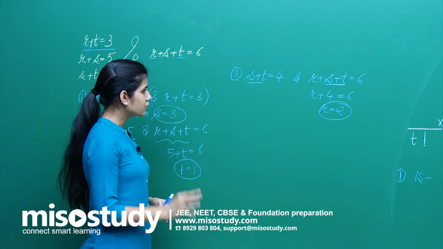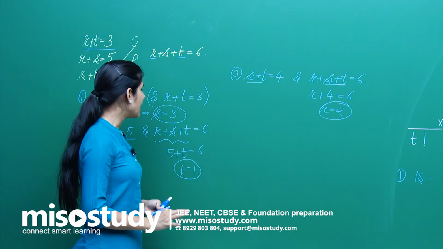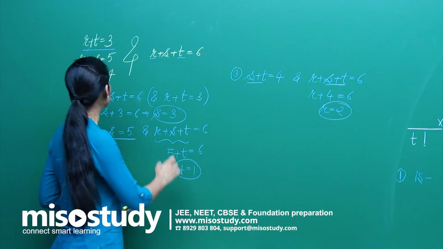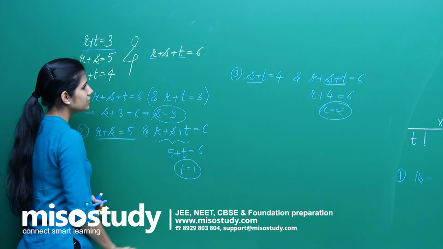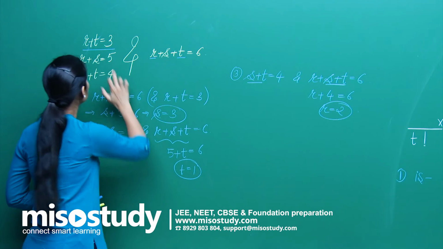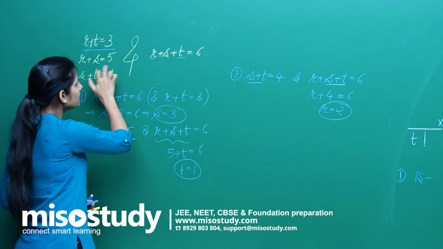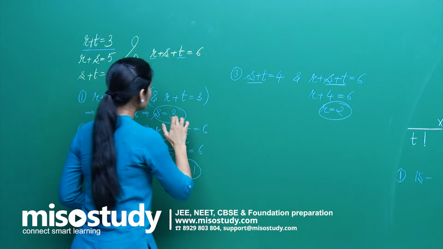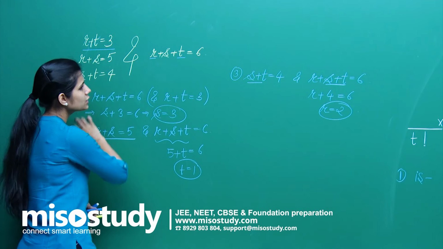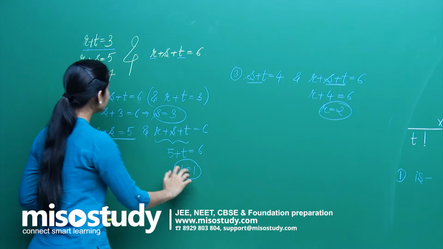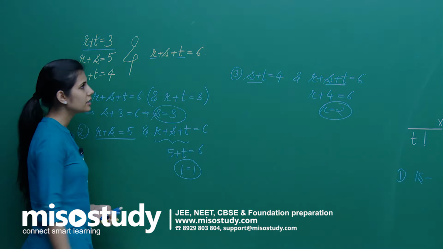So, such an r, such an s and such a t I have got which satisfies all the 4 equations. You can see r plus t should be 3, r is 2, t is 1, 2 plus 1 is giving you 3. r plus s should be 5, r is 2, s is 3, 2 plus 3 is 5. s plus t is 4, s is 3, t is 1, 3 plus 1 is 4.